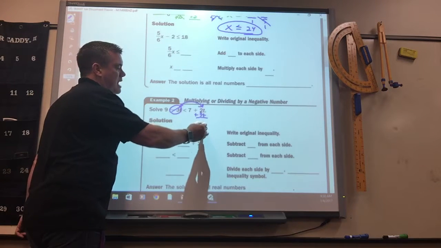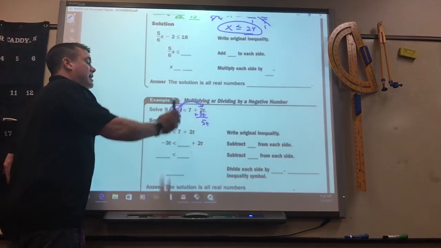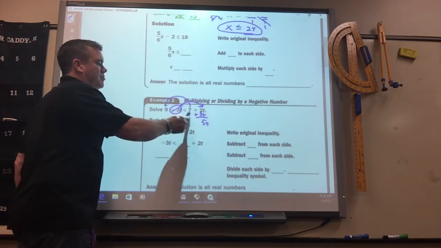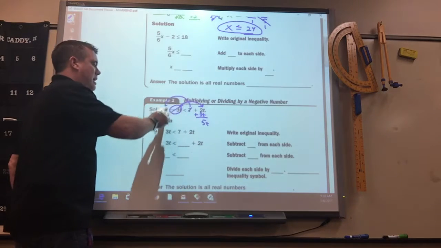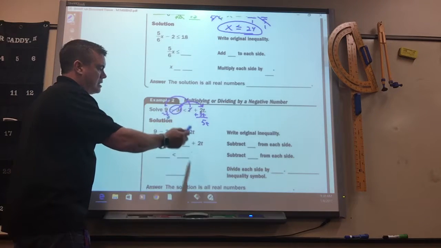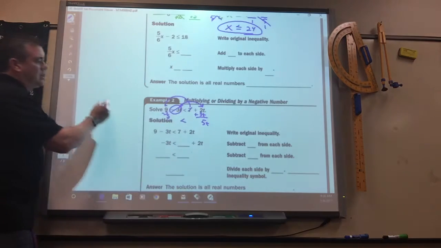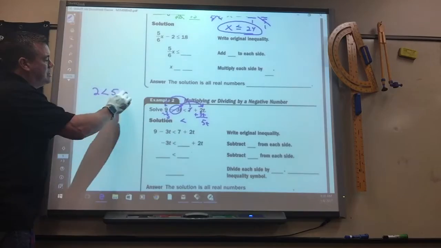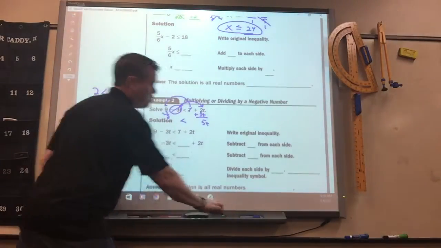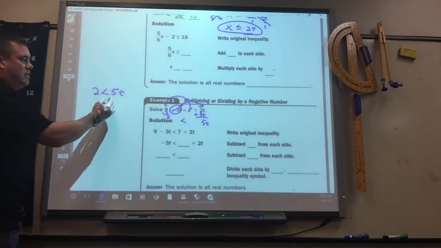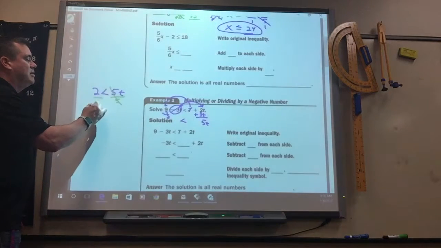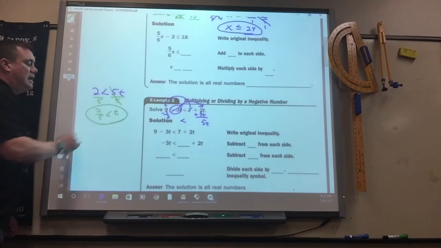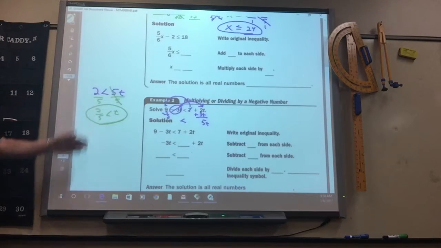So that makes 5 t's on this side. Since I got the t's on this side, I want to get the non-t's to the other side. Since it's a positive 7, I'd have to minus 7, and I'd get 2. So you're left with 2 is less than 5t. So what do you do to solve it? Divide by 5. And you can just leave it 2/5. If you want to divide it out and get 0.4, that's fine.